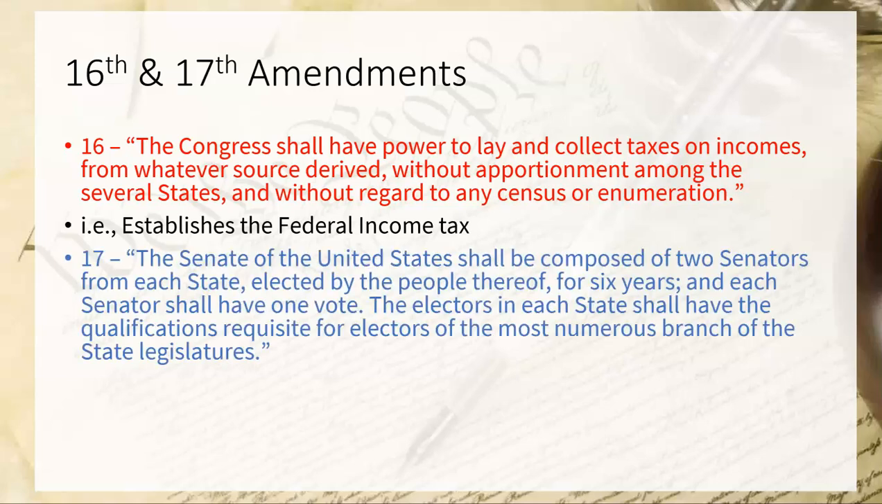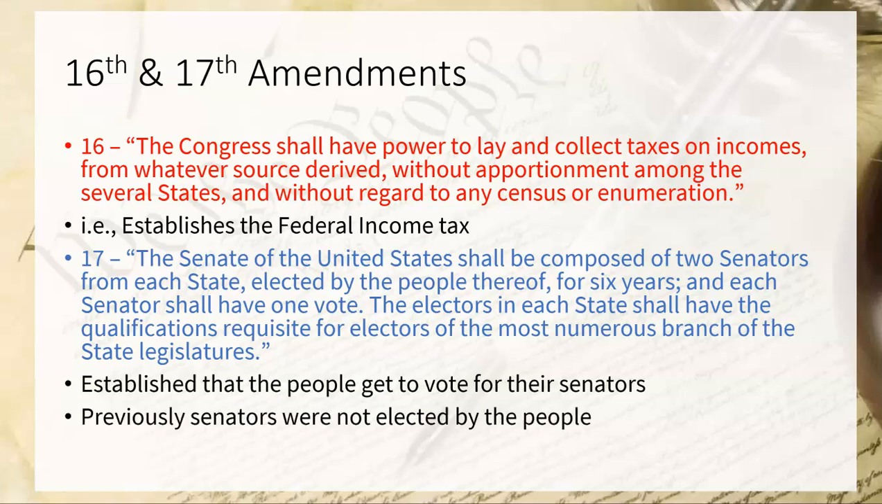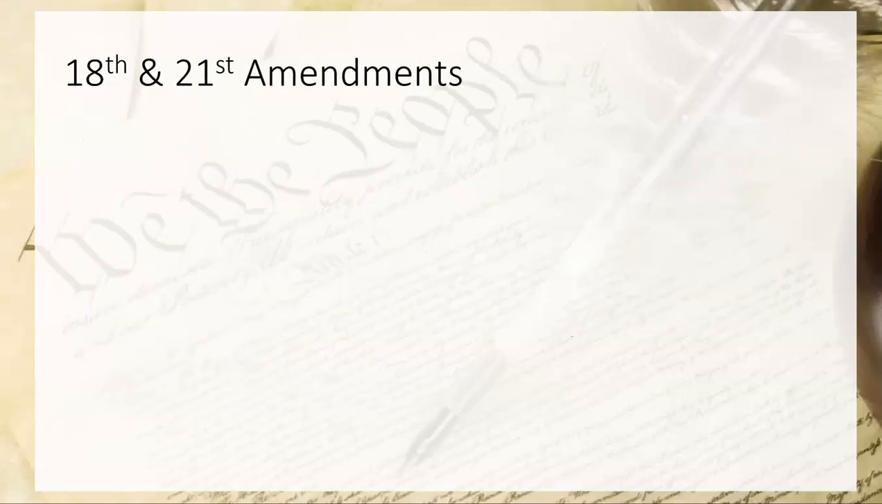Amendment 17. The Senate of the United States shall be composed of 2 senators from each state elected by the people thereof for 6 years. I'm going to stop the 19th century speech there and just tell you that the 17th Amendment established that the people get to vote for their senators. Previously, it was the state legislatures that put the senators in their places. Now the people get to vote for their senators. Thank you, 17th Amendment. Previously, senators were not elected by the people. They were appointed by the states.